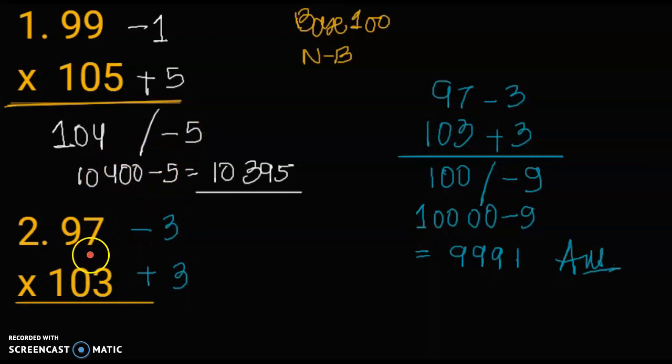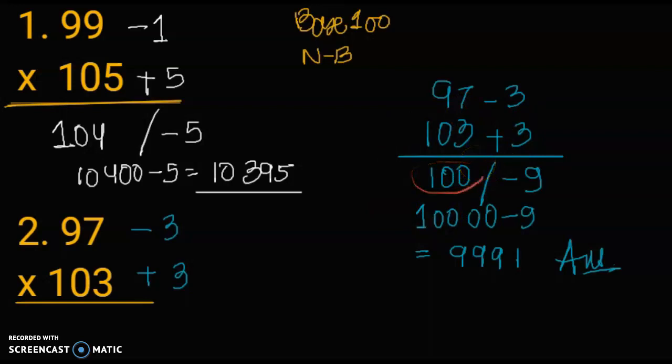So going by the same way, let us take a look at question 2, 97 times 103. So 97 is less than the base, therefore minus 3, and 103 is greater than base 100, so I have written plus 3, and then multiply these two numbers, you get minus 9, and on the left hand side you are getting 100, because 103 minus 3 is 100, or 97 plus 3 is 100. You can perform any of these two.